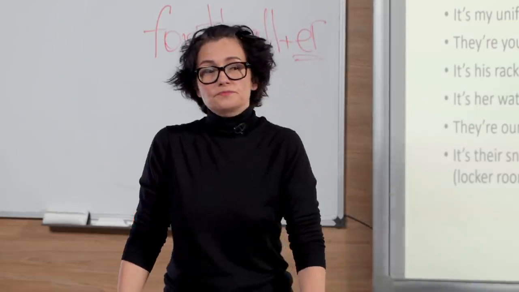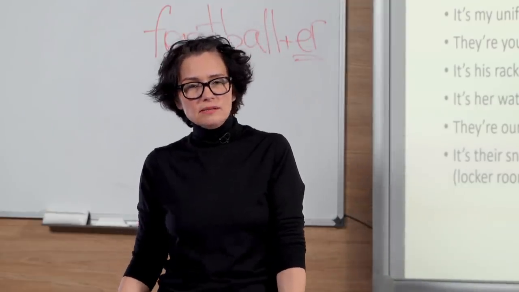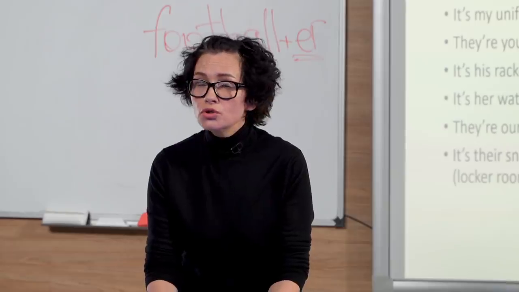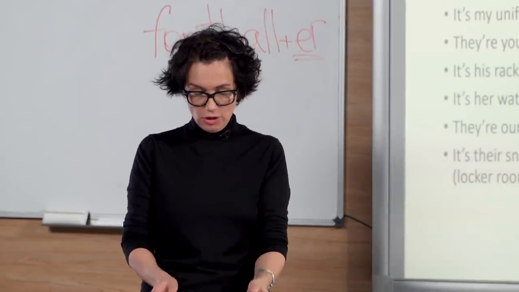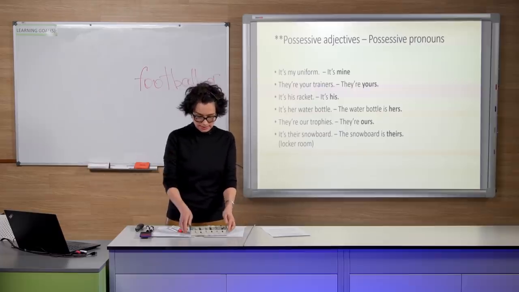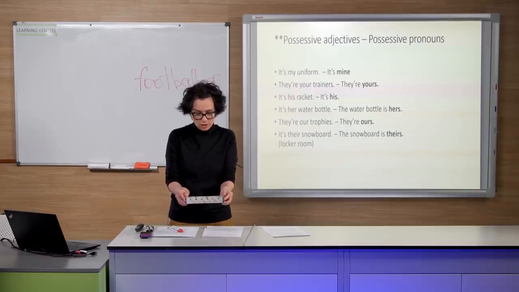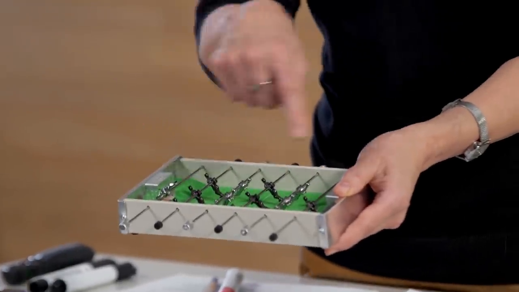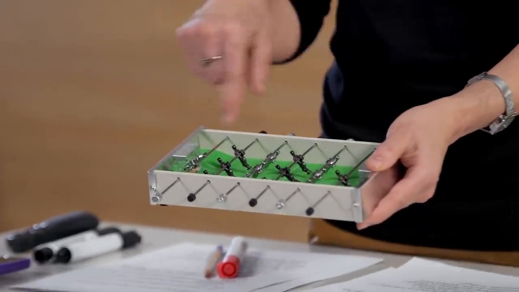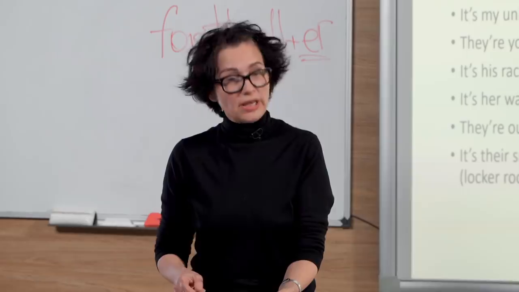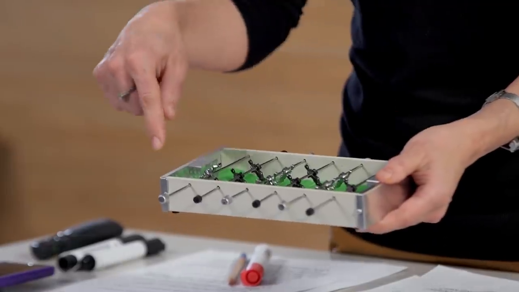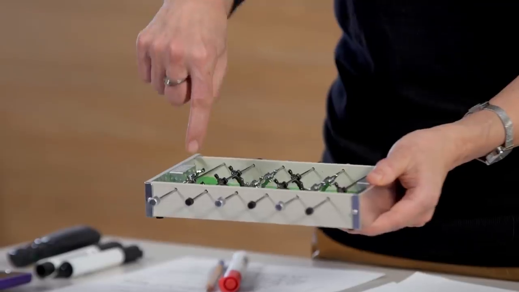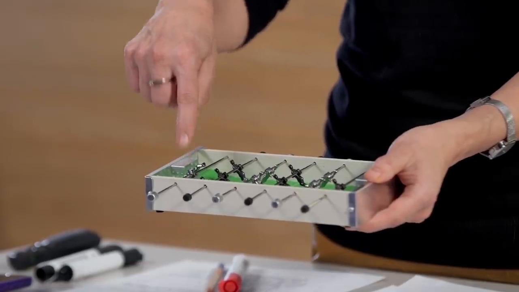Okay, so. Today at our English lesson, we've learned a lot about football. Football is the most popular sport in the world. You can play it outside, inside, and even here at this table with this small game. We've learned that there are 11 players in football team. We've learned that this is a football field or football pitch. We know that this man is goalkeeper. He keeps the goal.